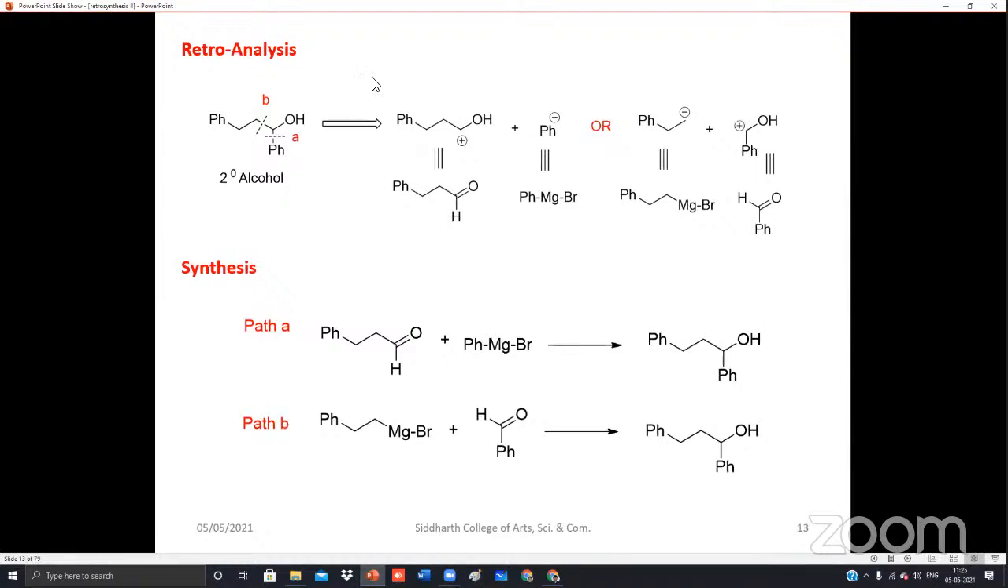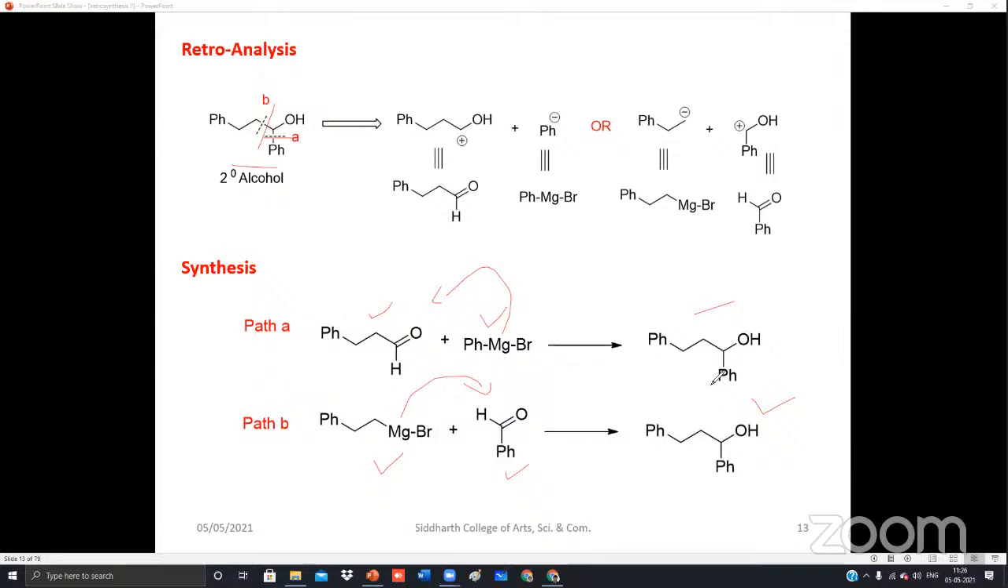So I have an example. If this is the secondary alcohol, you disconnect in two ways. If I disconnect the B way, what will I get? I will get an aldehyde and a Grignard reagent. If I do the A way, the A way also gives you an aldehyde and a Grignard reagent. Both ways are possible. And when this reacts with this, or this reacts with this, you will get the target molecule, which is the same. So both the ways are the same.